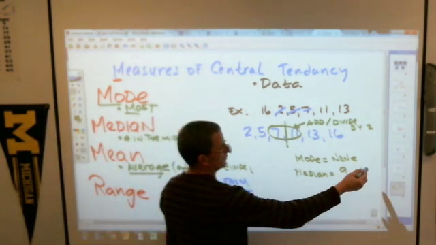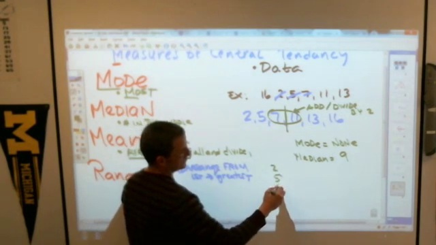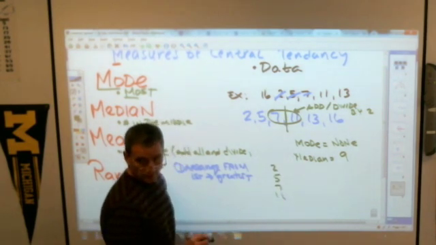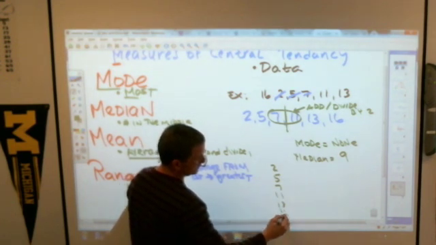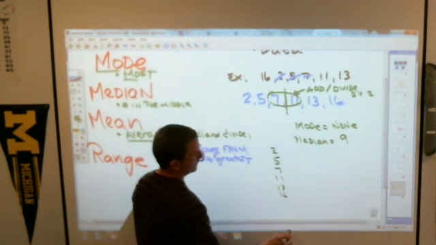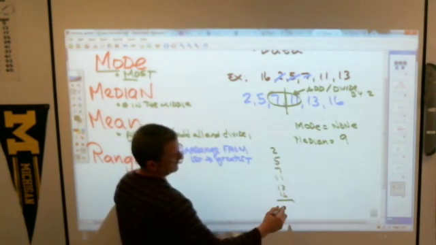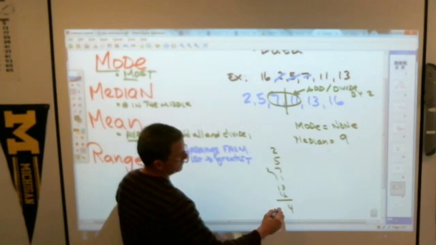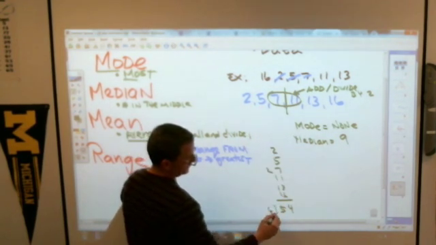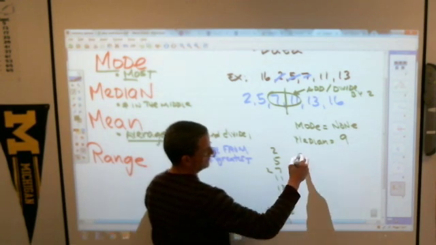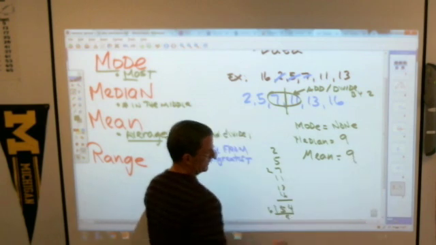So with the numbers that I have right there, 2, 5, 7, 11, 13, and 16, I'm going to add those together. 7, 14, 15, 18, 24, I get 54. How many numbers were there? 6. If I divide 54 by 6, I get 9. So the mean, which is average, is 9.